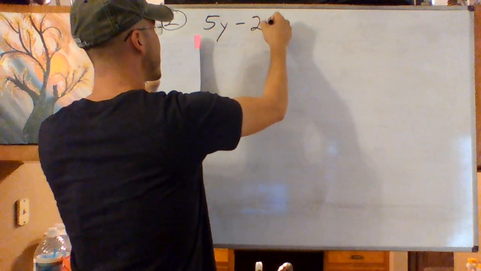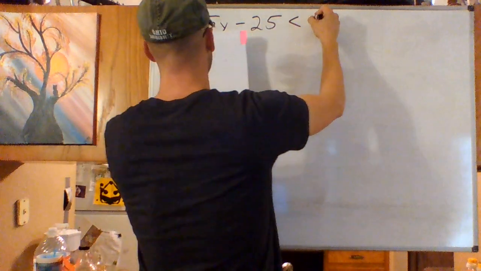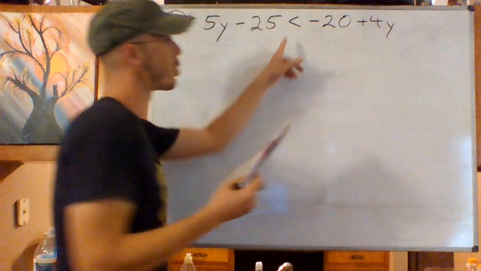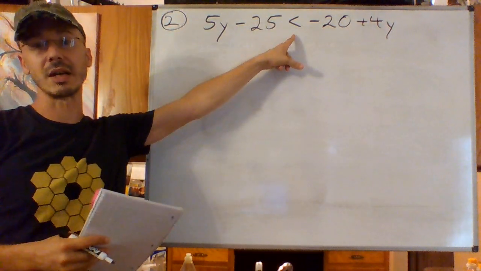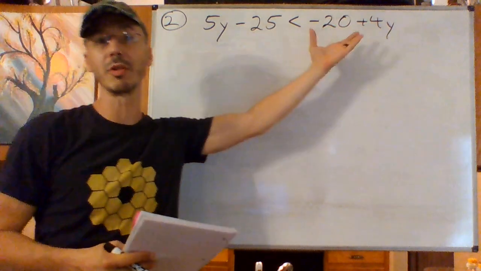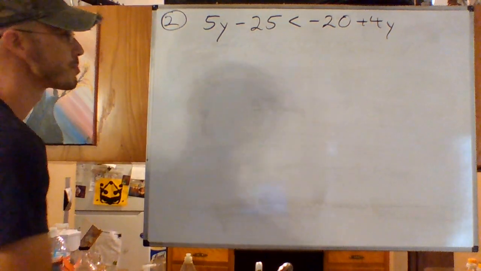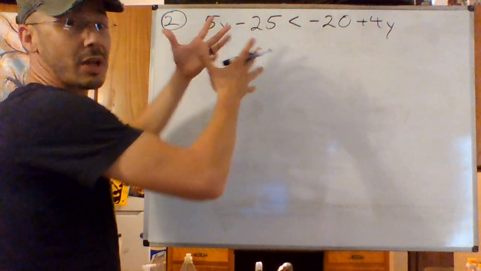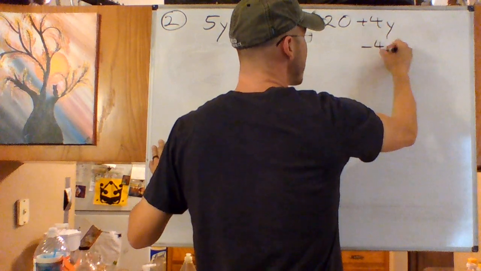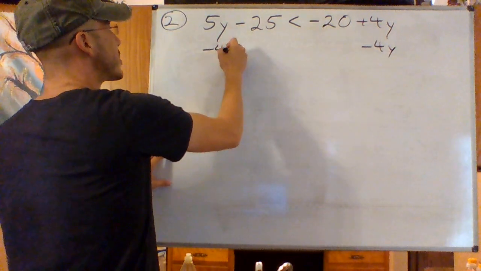5y minus 25 is less than -20 plus 4y. So there's only one inequality sign in this, but it's still an inequality in one variable. The variable is y this time. I'm going to treat it almost as if it's an equation by subtracting 4y from both sides.